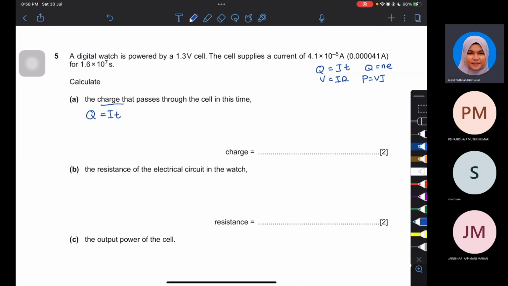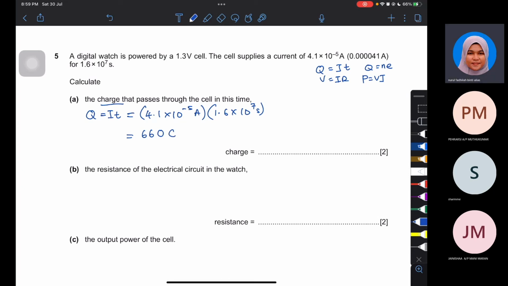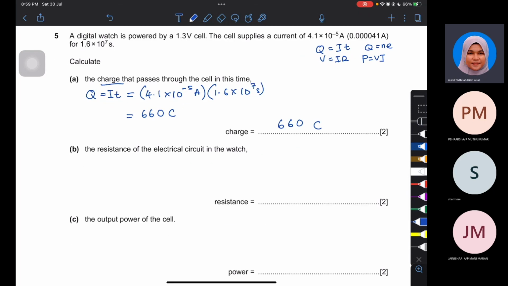Okay. 4.1, so macam mana? Do you know the current? 4.1 times 10 to the power negative 5 ampere. Yes, teacher. Okay, time 1.6 times 10 to the power 7 second. Okay, so 360 coulomb. The resistance, kita nak cari pula resistance dia.